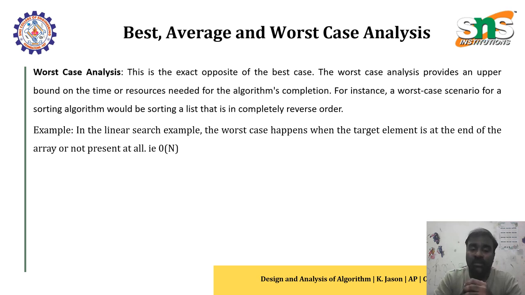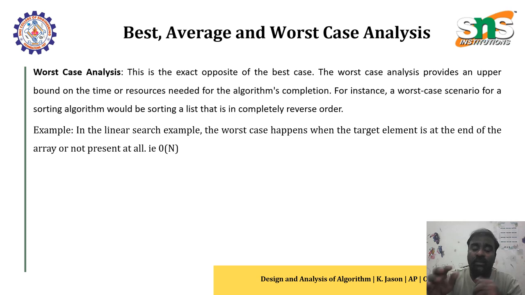Example. In a linear search, the worst case happens when the target element is at the end of the array. Note that if the element is at the end of the array or not present at all, that is the worst case. So n elements are there. If the element is found in the last position, that is called the worst case. If the element is not present in the given array, this is also called the worst case. So you denote the time complexity as big O of n, because the element is found in the last place only. So you have to mention it as big O of n.